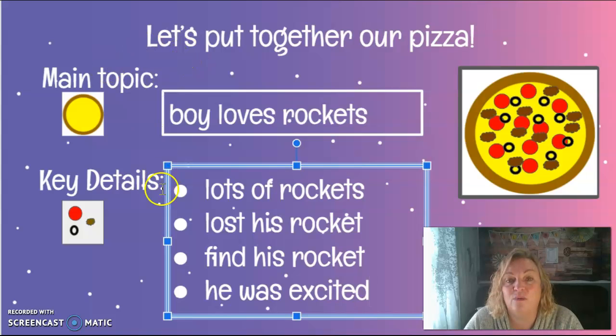Right. Now, we also talked about the key details of character, which is the boy and his mom, the setting, which was at their house. Those are also key details. But here are some events that happened in the story. There's lots of rockets. He lost his rocket. He found his rocket, and he was excited. These are like the pepperoni and the sausage and the olives on this pizza here.